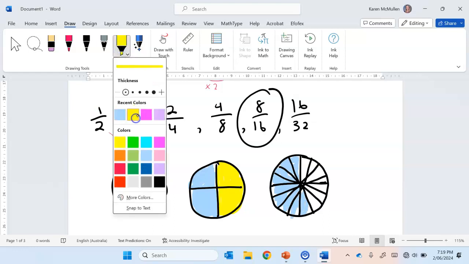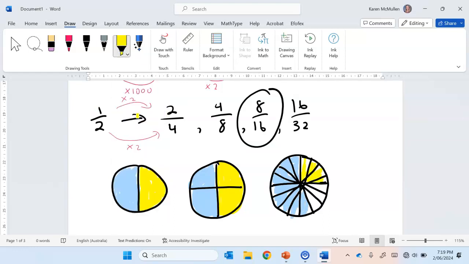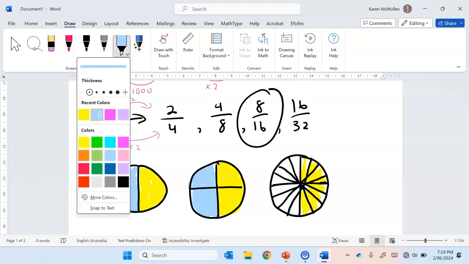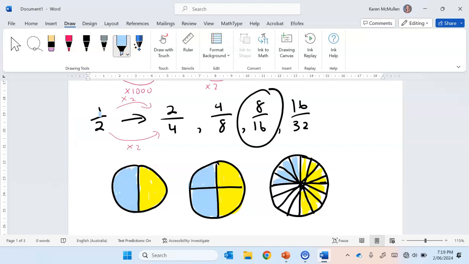All right, and let's draw the other side. 1, 2, 3, 4, 5, 6, 7. Oh, did I miss one? So I knew that was going to happen. 1, 2, 3, 4. 1, 2, 3, 4. I'm going to get rid of that one. Oh, I got rid of the whole thing. There we go. Start again. 1, 2, 3, 4, 5, 6, 7, 8. All right, so you can see they're all the same portion of the whole. It's just that your number of pieces of that whole has changed.